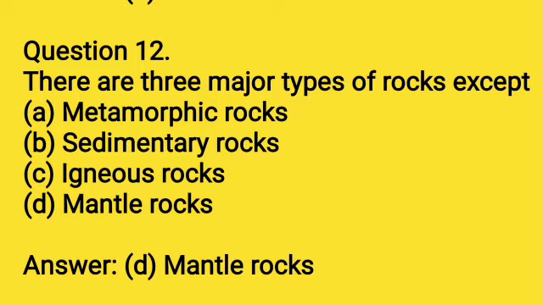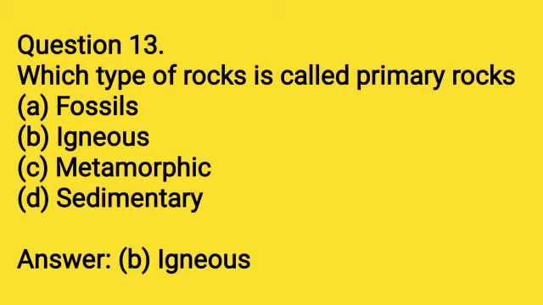Question 12. There are three major types of rocks except A. Metamorphic rocks. B. Sedimentary rocks. C. Igneous rocks. D. Mantle rocks. Answer D. Mantle rocks.